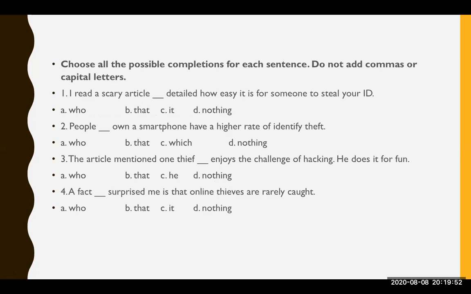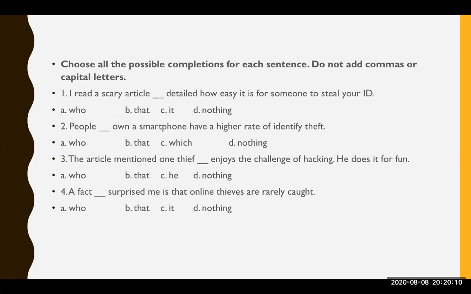This is another exercise, a very interesting exercise. It tells you to choose all the possible completions for each sentence. So there are at least two answers, sometimes maybe three, that are correct. Don't add commas or capital letters.